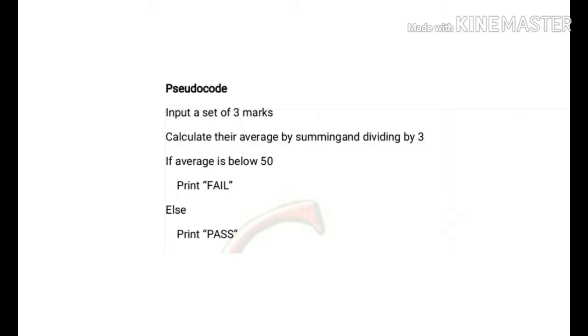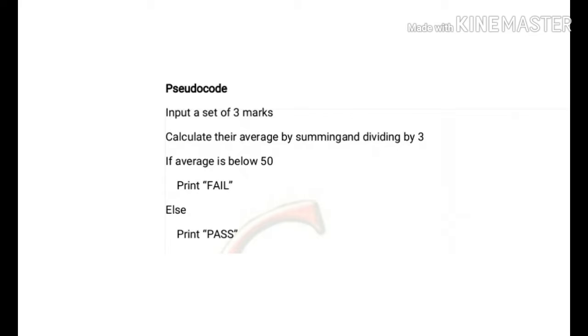Since we have three scores, we're going to say input a set of 3 marks or 3 scores. Calculate their average by summing and dividing by 3, because we've been given 3 scores, so we need to find the sum of these scores, then divide them by 3 to find the average, because the average is going to help us in determining who's done well and who's done badly in terms of academics.